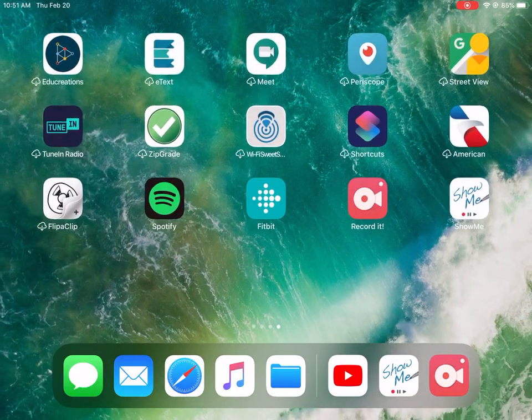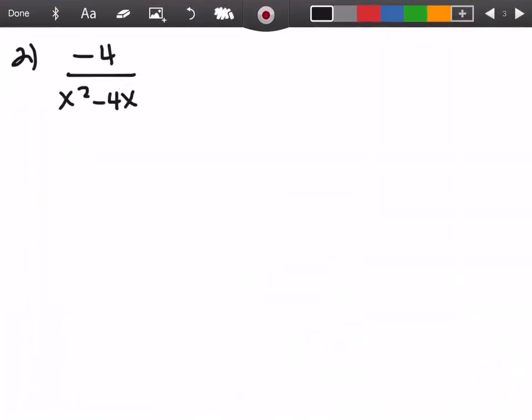Okay, let's tackle one now. It's a little bit harder. So I'm on number 2 here from this worksheet. So we've got rational functions, but they're not linear now. The one on the bottom is a quadratic. On top, there's no x at all. So let's take a little bit more time on this one.